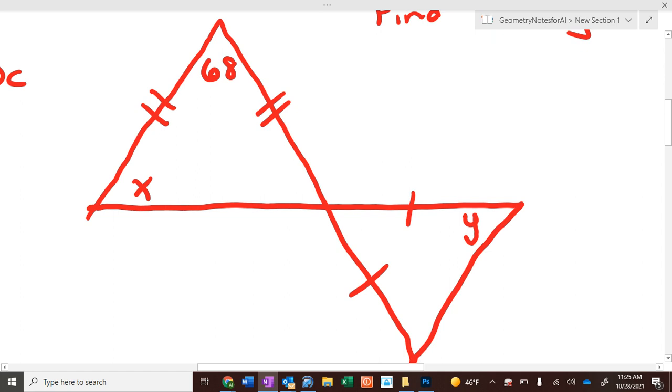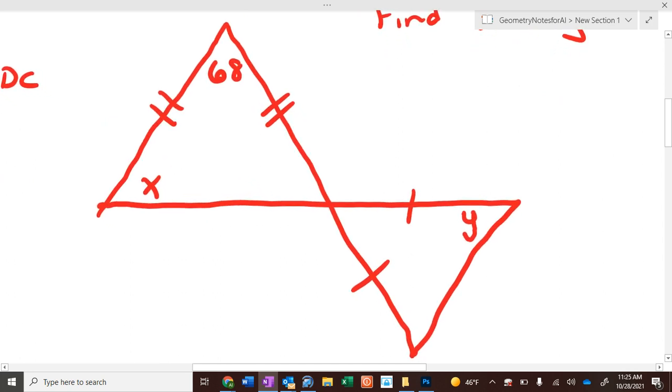To find x and y, because the directions say find x and y, I have an isosceles triangle there on the left. So what's this bottom angle going to be? Is it going to be 68 or is it going to be x? The consensus is x because if you take the congruent sides, the angles opposite of those congruent sides are going to be your base angles, which are going to be your congruent angles. So it's going to be x.